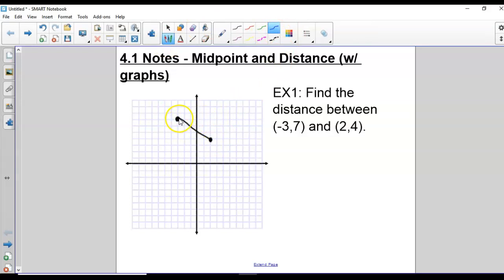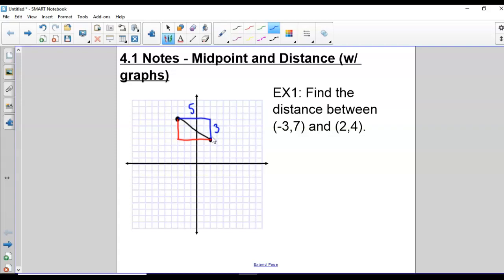You could either make the triangle on top, like this, or you could make the triangle on the bottom, like this. It doesn't matter which one, because those lines are vertical and horizontal, and we can count them. I'm going to use this top one up here, but the bottom will be the same. 1, 2, 3, 4, 5. This side has a length of 5. And then this side is 1, 2, 3. So that has a side of 3.